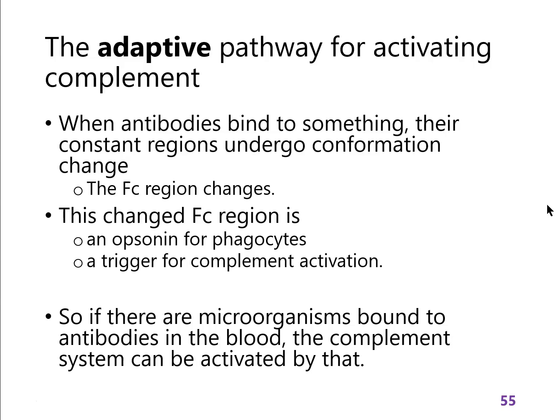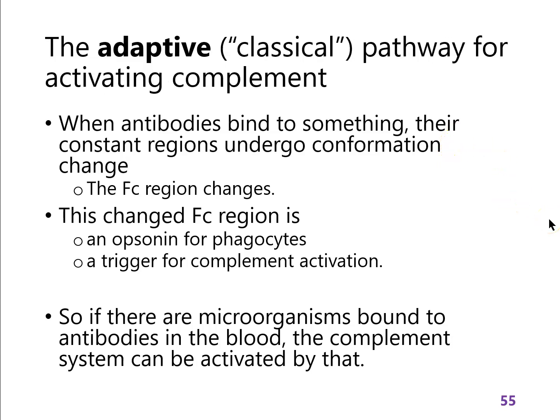So those are the three ways that the complement system can be activated. This is the adaptive or classical pathway. This is where the complement system was discovered as an extension of antibodies. So antibodies were thought to be able to kill bacteria, but they needed this other thing in blood to do it. So now we know antibodies don't directly kill anything. They bind to things, and they have all their effects through attaching themselves to stuff.